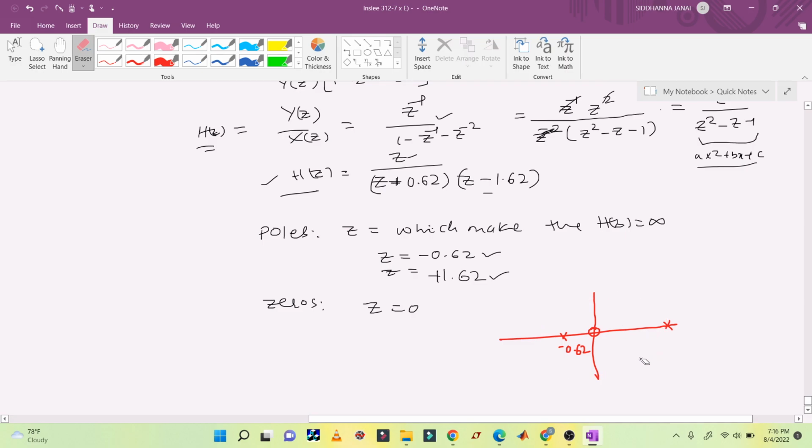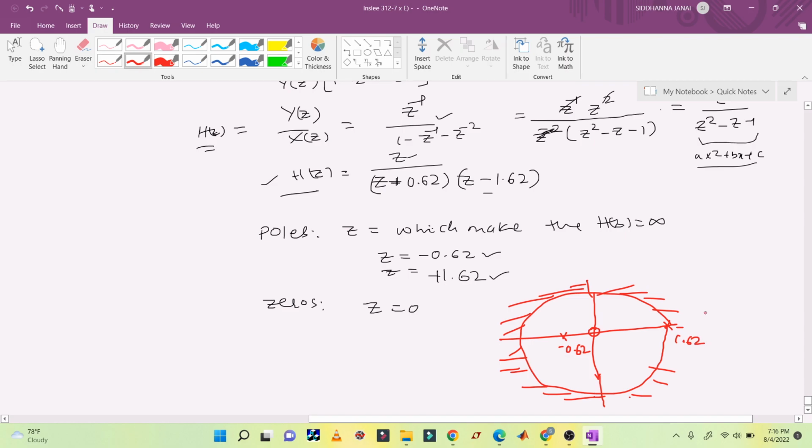given system is a causal system, given system is mentioned as a causal system, ROC is outside the outermost pole. Since it is given as a causal system, always ROC is outside the outermost pole.